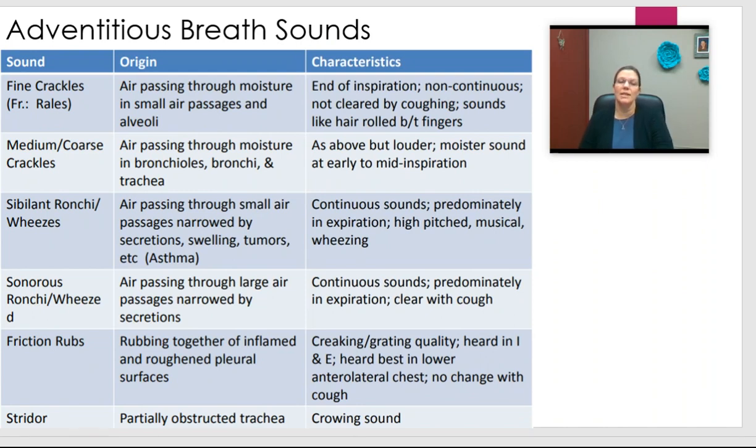Friction rubs sound like the rubbing together of inflamed and roughened pleural surfaces, or actually that's the origin of that noise. But what it sounds like is a creaking or grating quality. It's heard both in inspiration and expiration, and you hear it best at the lower anterolateral chest. And there's really no change with cough on that one either. Stridor is a partially obstructed trachea, and that sounds like a crowing sound.